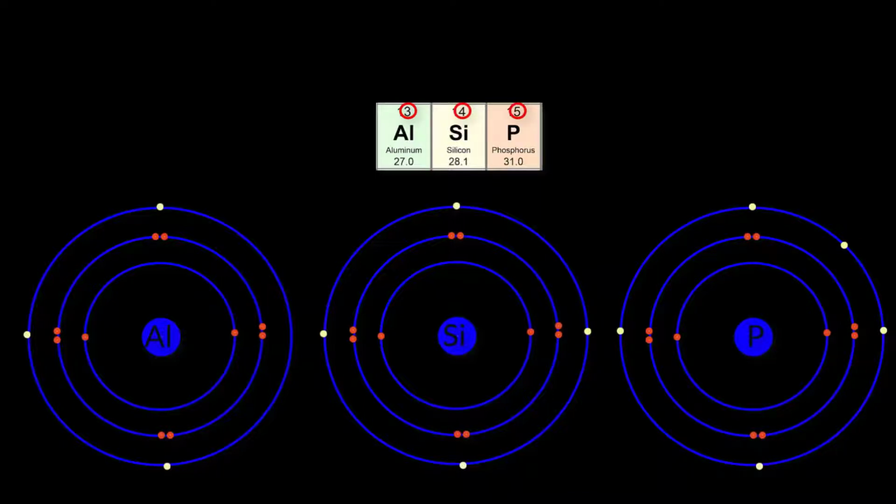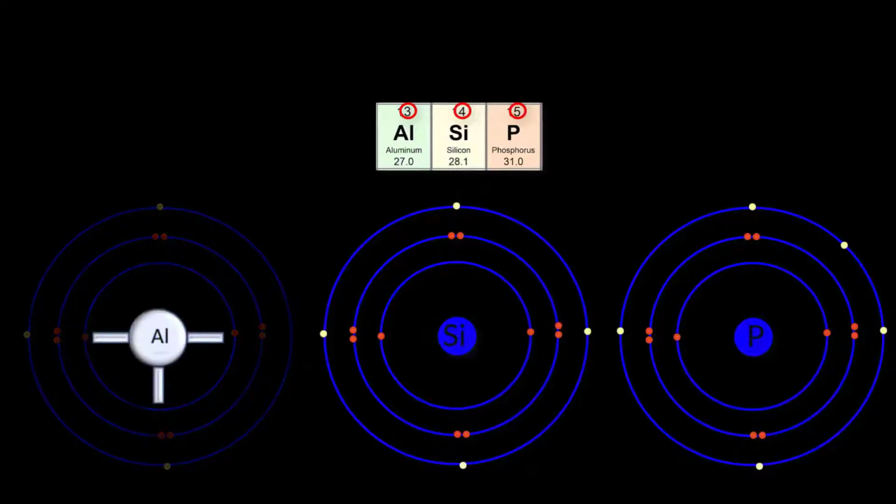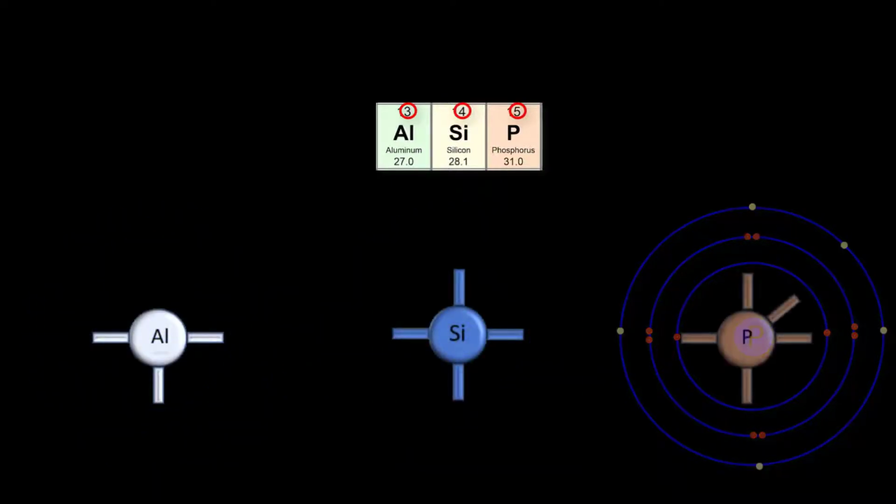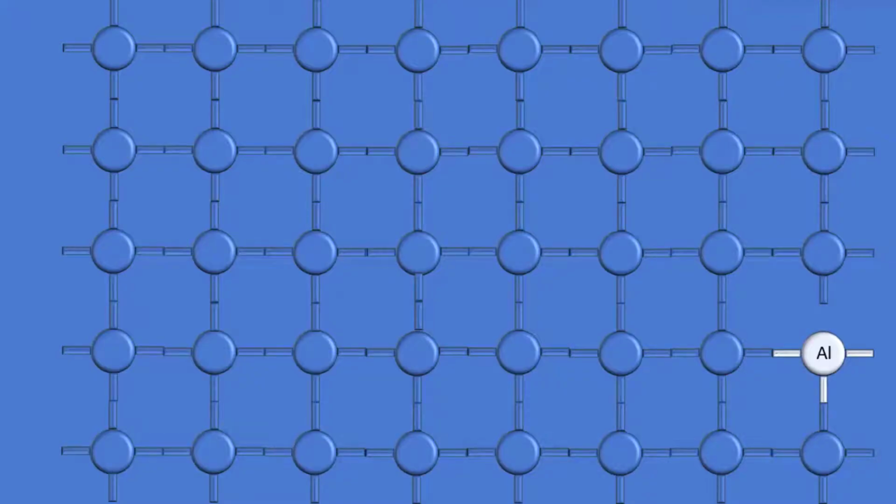There are 3 yellow electrons in the outer shell of aluminium, 4 in silicon and 5 in phosphorus. We can see this structure more easily if we use atomic models. Injecting an aluminium atom into a silicon substrate leaves a gap into which an adjacent electron can fall. These gaps are called holes and move in the opposite direction to electrons.